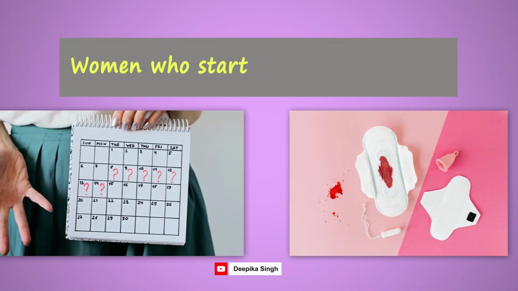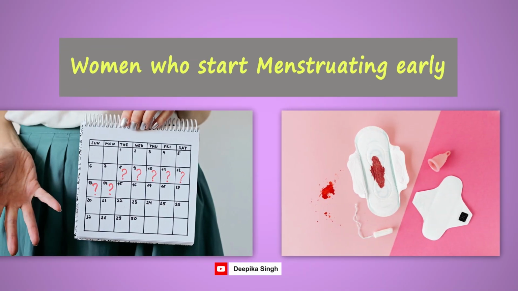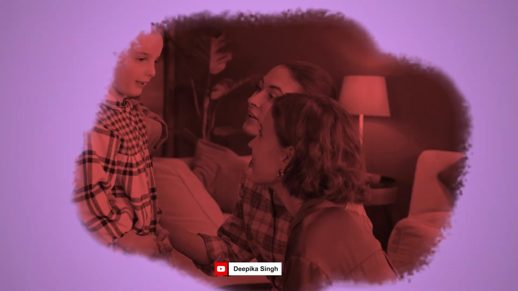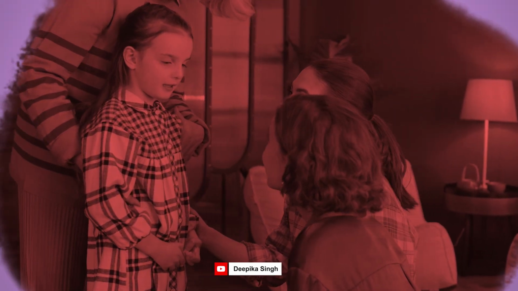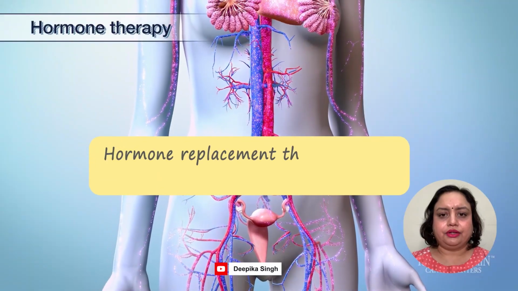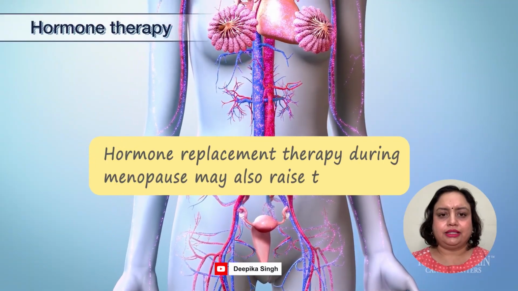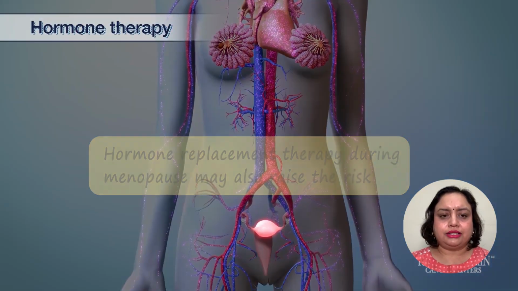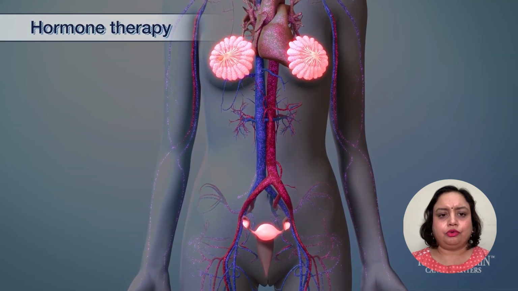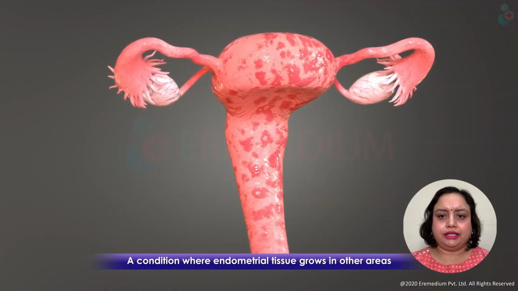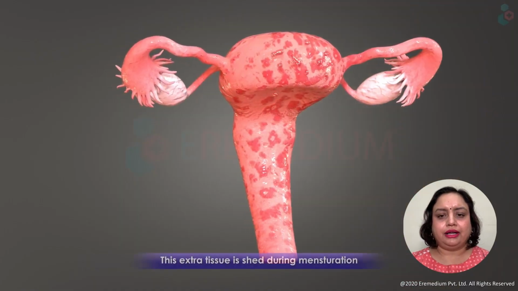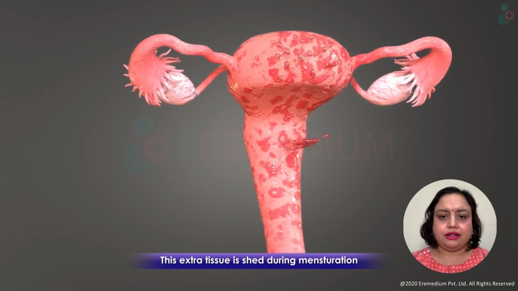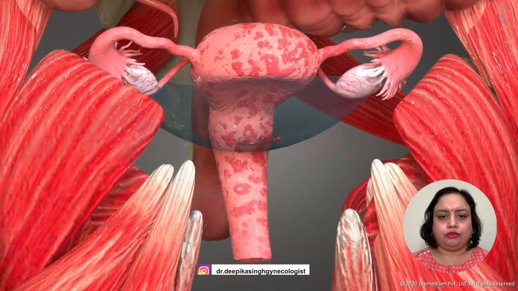Women who start menstruating early, go through menopause late, or who never had children may have a slightly higher risk of getting the disease. Hormone replacement therapy during menopause may also raise the risk in some women, although this is still debated in research. Women with endometriosis, a condition where tissue similar to the uterine lining grows outside the uterus, have a high risk of developing ovarian cancer.